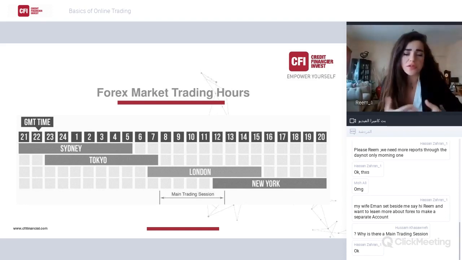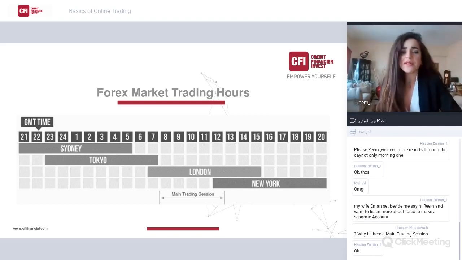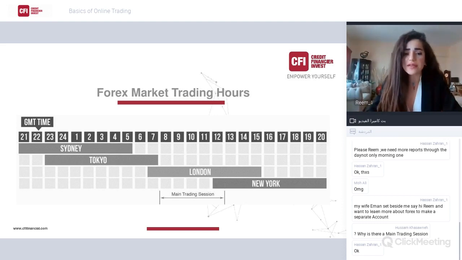At this time, the movement will be so heavy. Sometimes at this moment we can grab an opportunity and make more profits, but we can also make more losses in this main trading session. So when the European and the US markets collide, this is the main trading session where you have high volatility in the market.